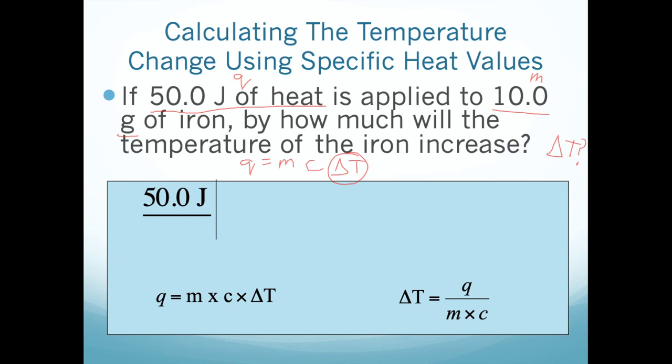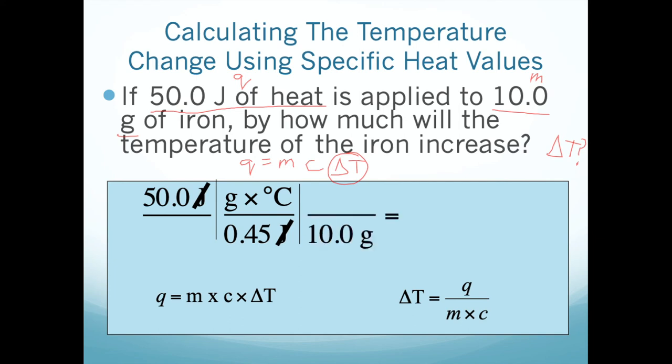Okay, so go ahead and plug those numbers in. Take our 50 joules. We divide by the specific heat capacity of 0.45 joules per gram degree Celsius. Again, notice that joules cancels out. And we divide by our 10 grams, get grams to cancel out, and you get your answer in degrees Celsius.